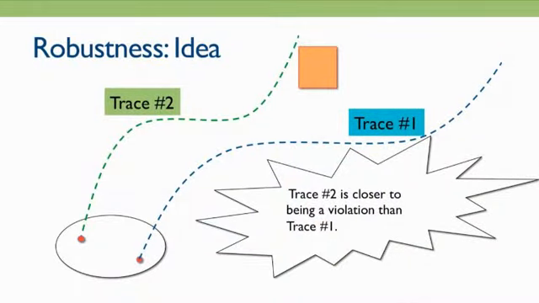The circle in the bottom left corner is the initial condition, and there are two traces, trace 1 and trace 2, and the red box is what we need to hit to violate the property of our interest. Now you can look at it and say, oh, trace 1 is so far away from being a violation, but trace 2 is so close to being a violation.